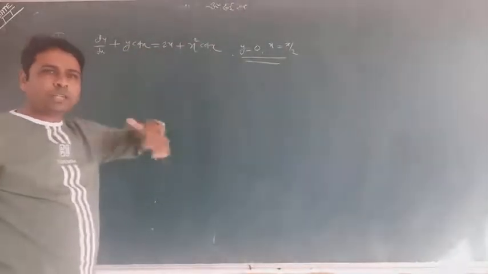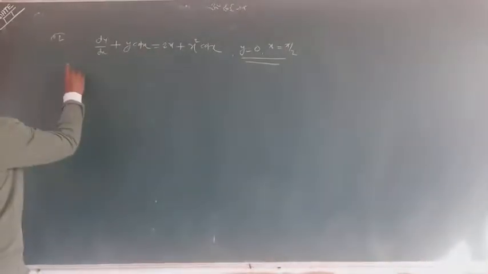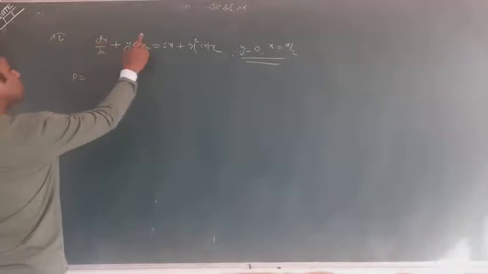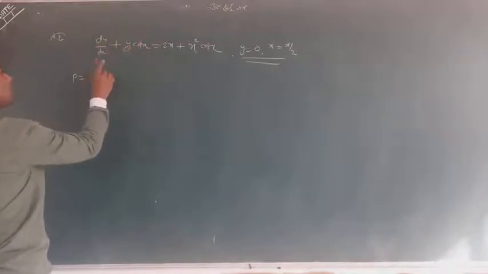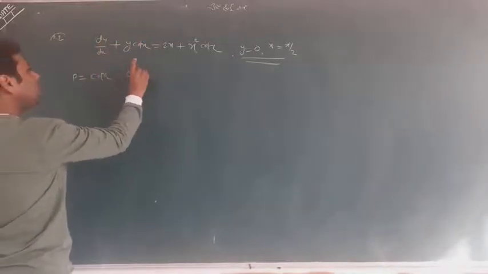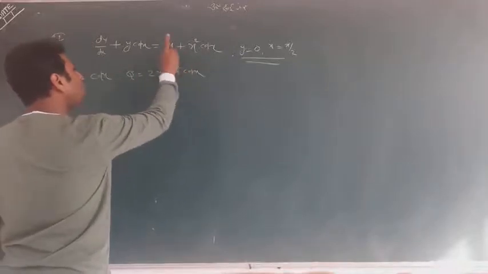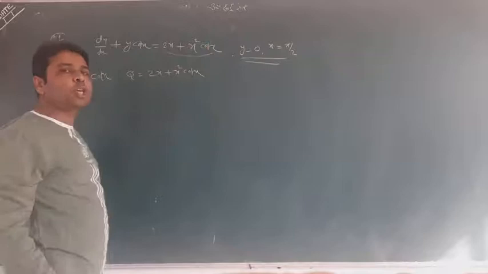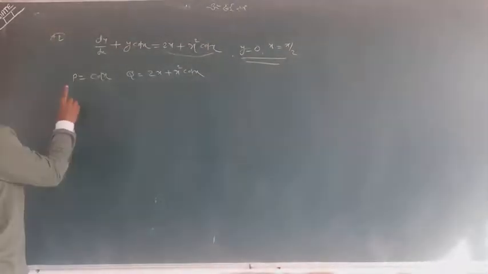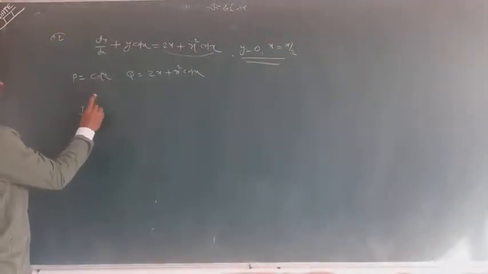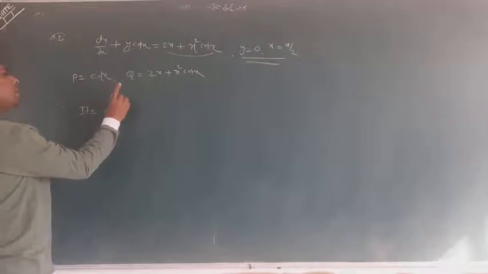So I don't want to waste the time, so I will write only P. dy by dx plus Py, P meaning cot x, and Q meaning 2x plus x square cot x. Keep in mind, all the right hand side is your Q. Now we will find the integrating factor, e to the power integral of P dx.